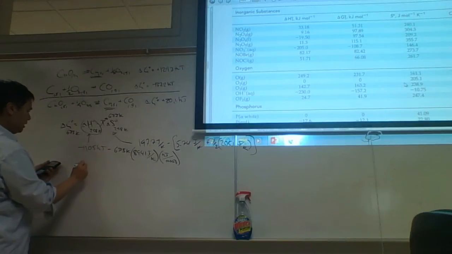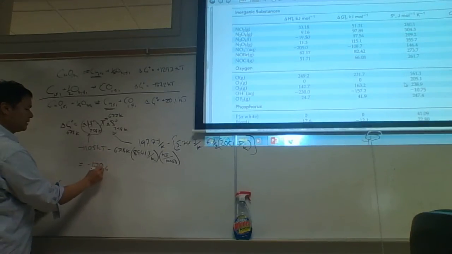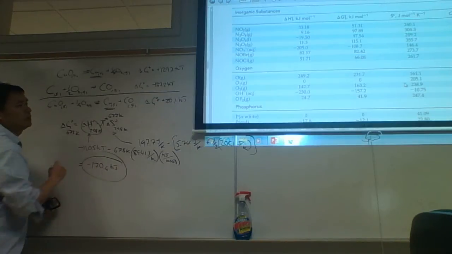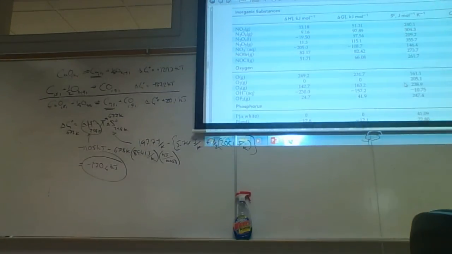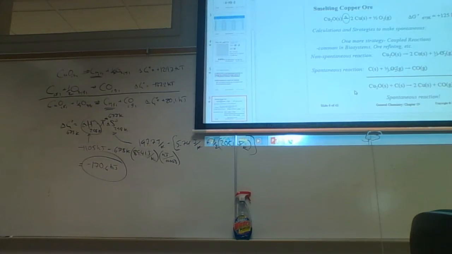So I get a delta G naught equal to minus 170.6 kilojoules, minus 170.6, at 673 Kelvin. Their delta G is still different than mine, but it's closer. You know, I got about 171, they got 175. So this delta G could have come from other data, you know, actual measurements. But we calculated based on Appendix D.